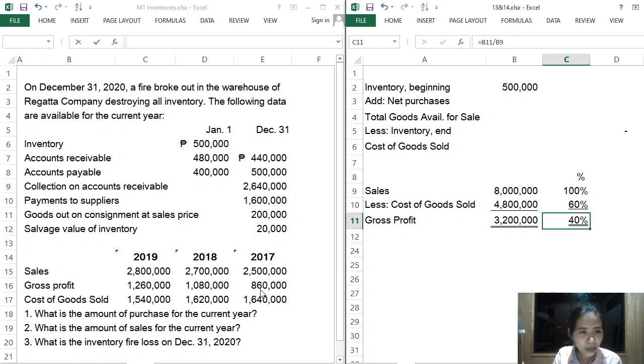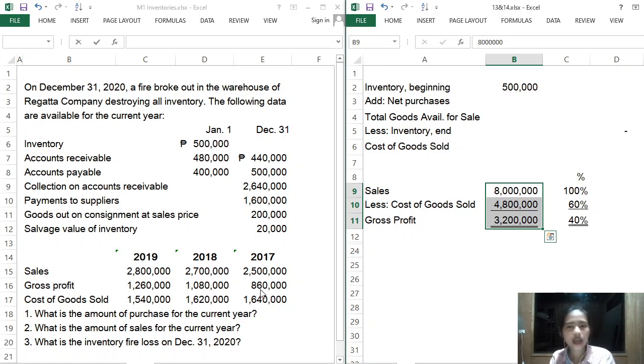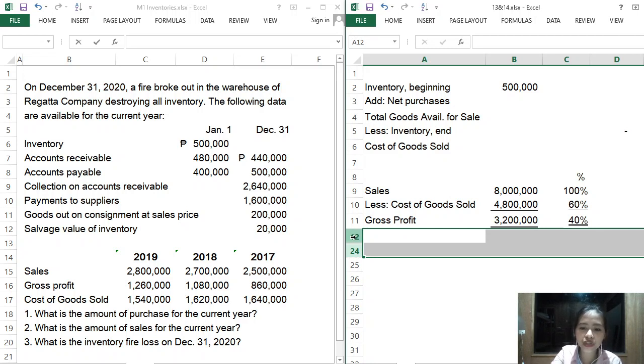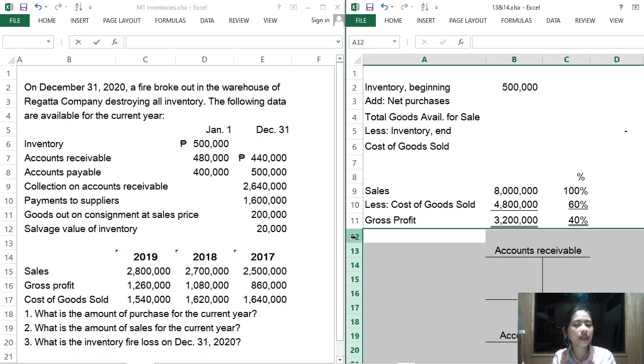Ang hindi natin makuha muna ngayon is for year 2020. Kasi yung information na to, for the last 3 years, kinuha lang natin yung total. Now, ang gusto nating malaman is how much ang sales natin for 2020. At hindi rin natin alam kung magkano yung net purchases, inventory, cost of goods sold. But actually, using the other information na binigay naman, pwede natin yung i-compute.